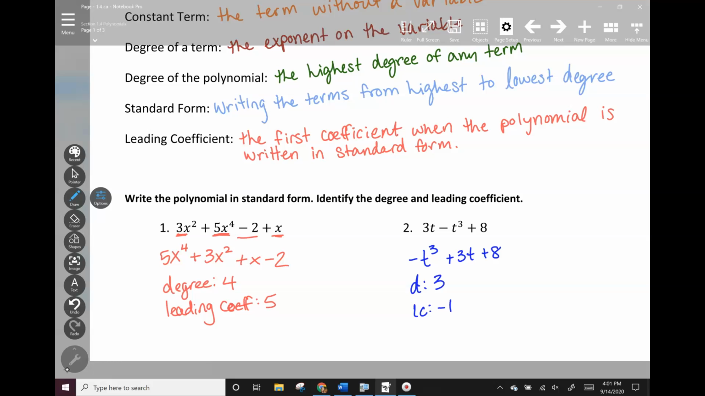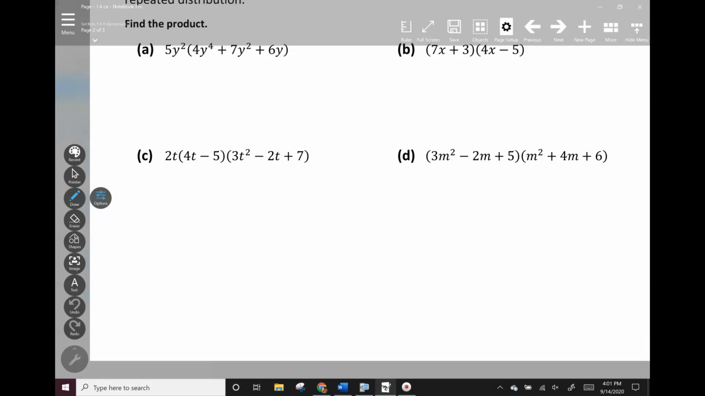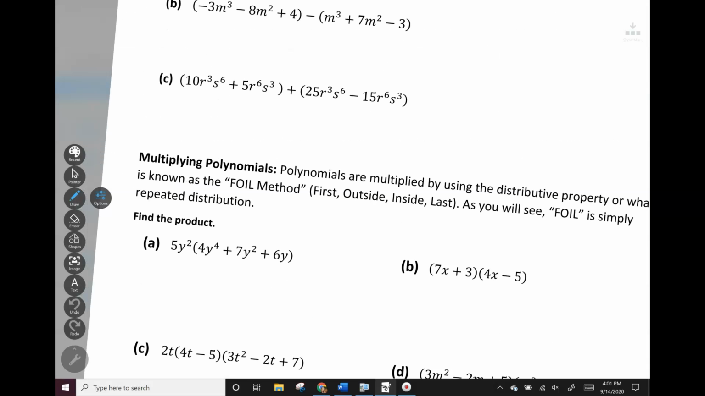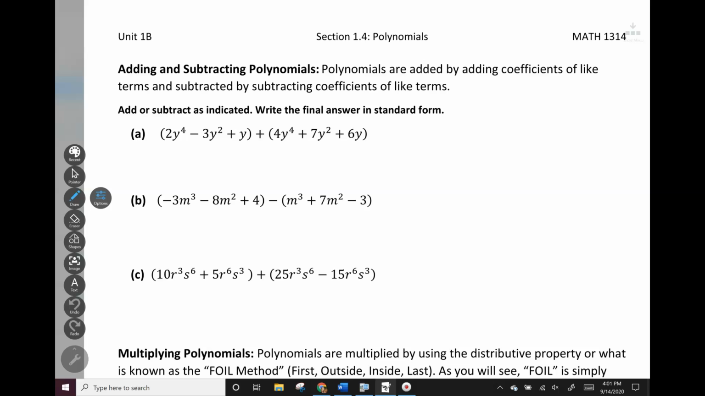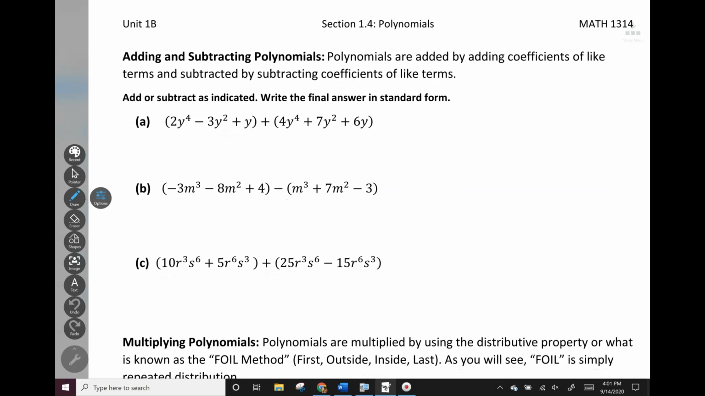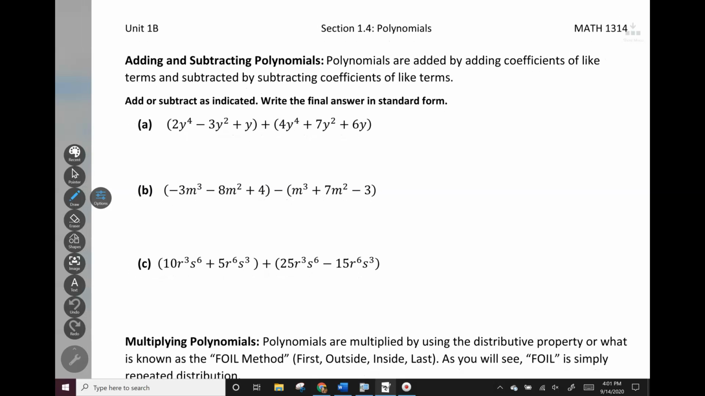All right, moving on to our next page. We are going to add and subtract polynomials. So my directions say polynomials are added by adding coefficients of like terms and subtracted by subtracting coefficients of like terms. So you want to just add and subtract like terms. It's easy enough. Let's look at A.